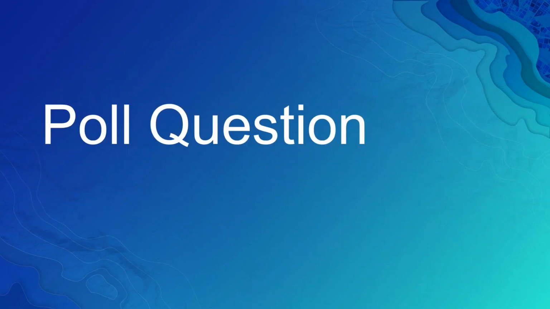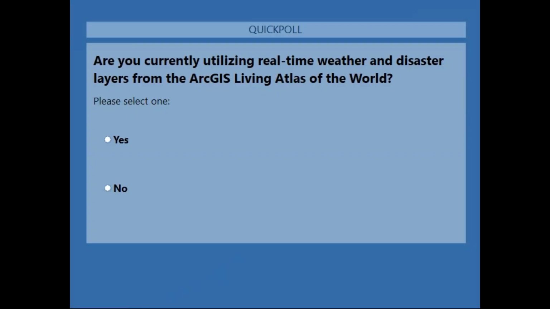All right, so we're about to talk about data. We're going to shift over and spend the majority of our time this morning talking about real-time content and data from the Living Atlas. But before we do, we want to have a poll question. Just to get a sense for Dan as we get started, we want to ask you a simple yes or no question. If you could interact with what you see on the screen and select yes or no. The question is, are you currently utilizing real-time weather and disaster layers from the ArcGIS Living Atlas of the World today inside of your application? If you're not sure which one to choose, just go ahead and select no.